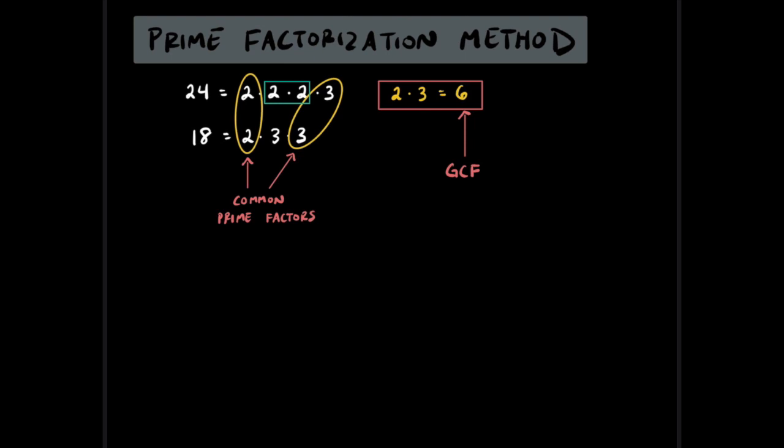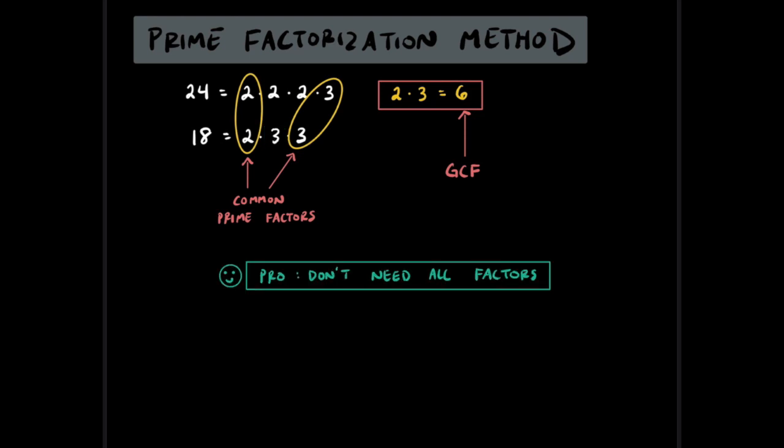If you wonder how many times the GCF fits into 24, you can multiply the numbers we didn't circle, the 2 and the 2, to figure out the other factor. 6 times 4 is 24. Similarly, we can multiply the GCF by this 3 here to get 18. A couple advantages of the prime factorization method is that you don't need to list all the factors, and it takes a lot less time.